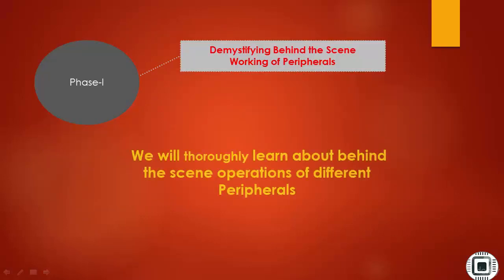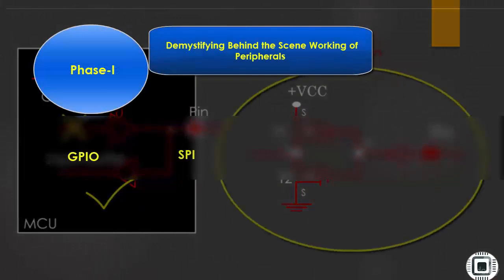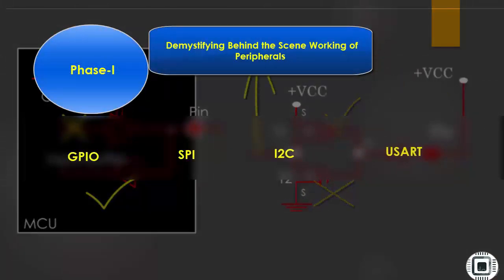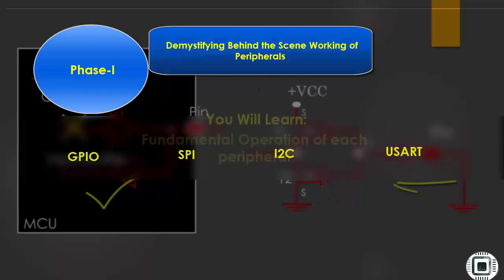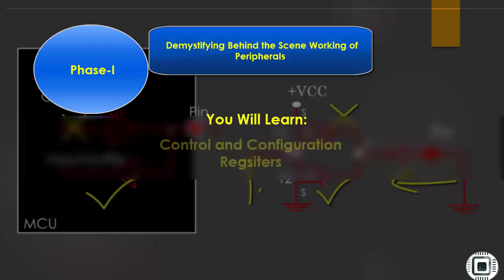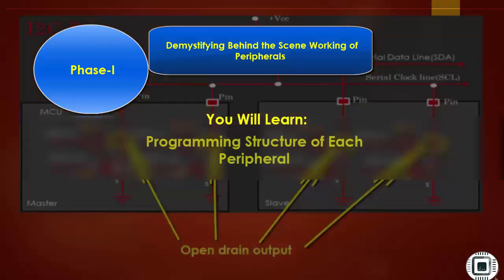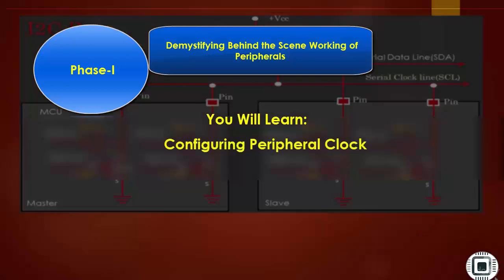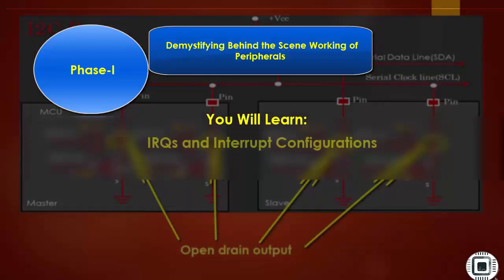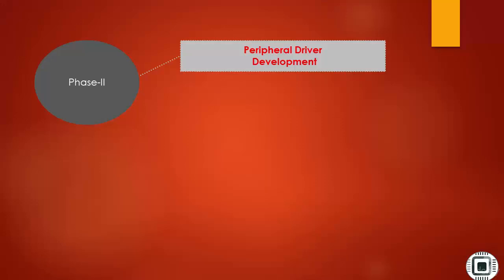In the first phase, we will learn about behind the scene working of each peripheral like GPIO, SPI, I2C, and USART. In this phase, you will learn the fundamental operation of each peripheral, its control and configuration registers, programming structure, configuring peripheral clocks, IRQs and interrupt configurations, and many other interesting things. After that, we will move to phase 2.